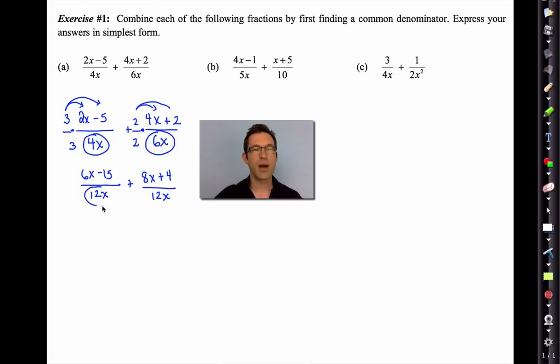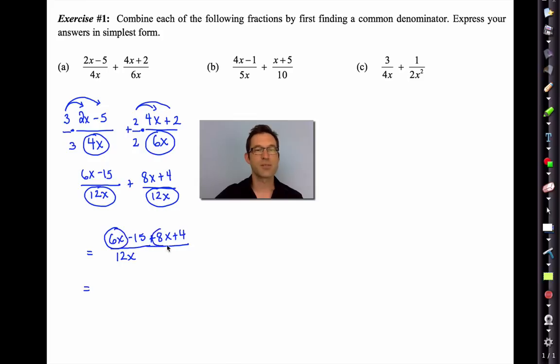And as soon as I have a common denominator and I'm adding fractions, the first thing I do is write that denominator down. I don't want to do anything silly like add them together and get 24x or multiply them and get 144x squared or anything like that. Now I've literally got 6x minus 15, we're going to speed this up a little bit in the next exercise, plus 8x plus 4. Now it's just an issue of combining like terms.